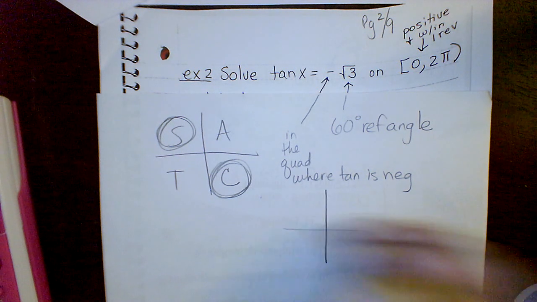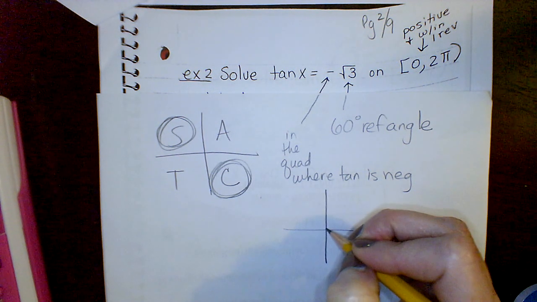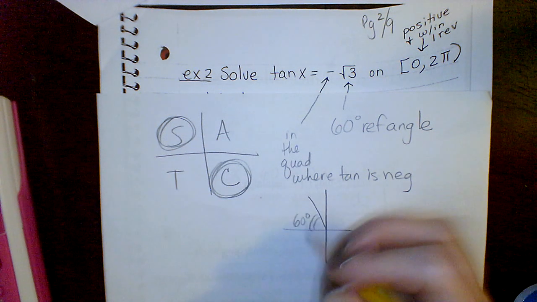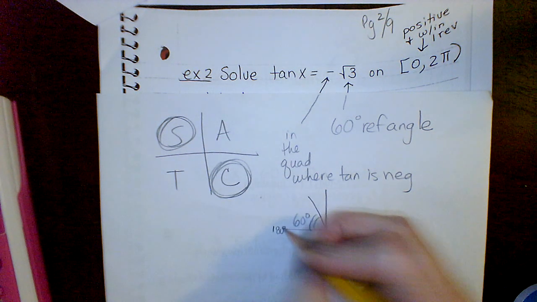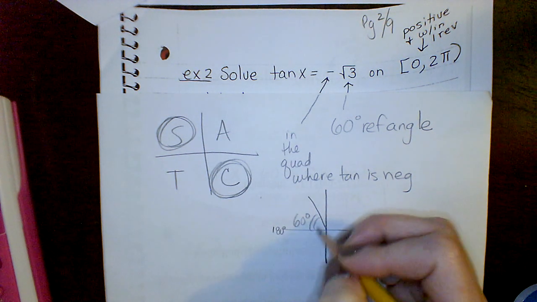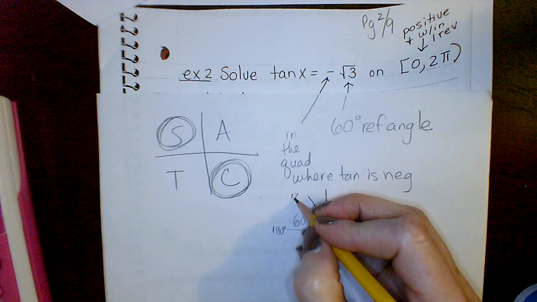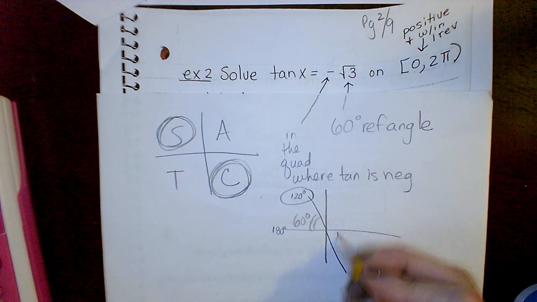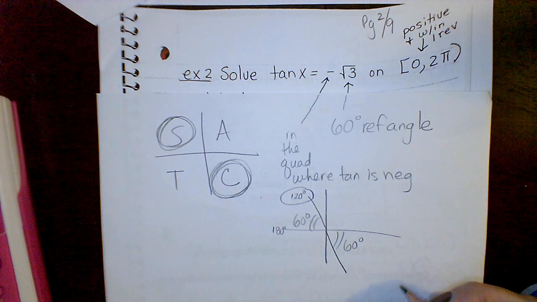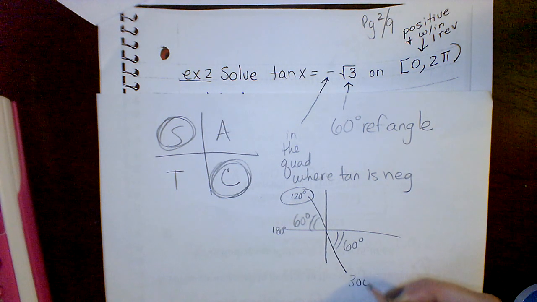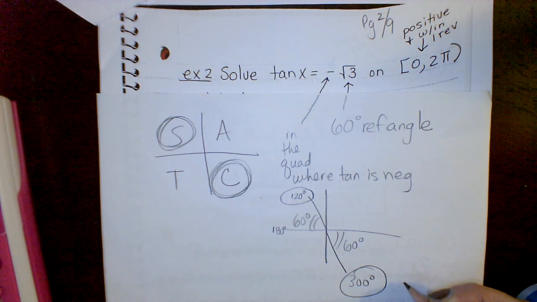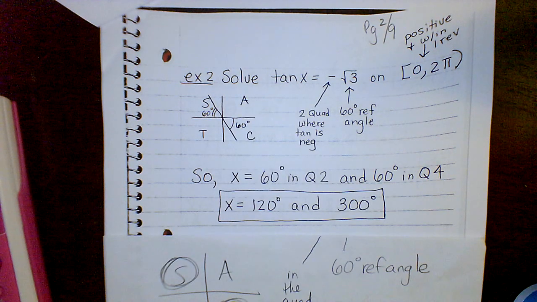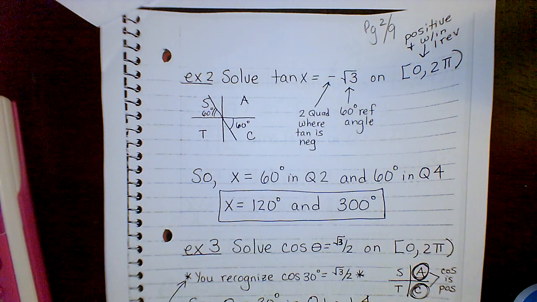So thinking about putting a 60-degree reference angle in quadrant 2, knowing that that's my 180 kind of checkpoint there, that's going to be 120, and then putting a 60-degree reference angle over here in quadrant 4, that's going to be 300 degrees. So I get 120 and 300.